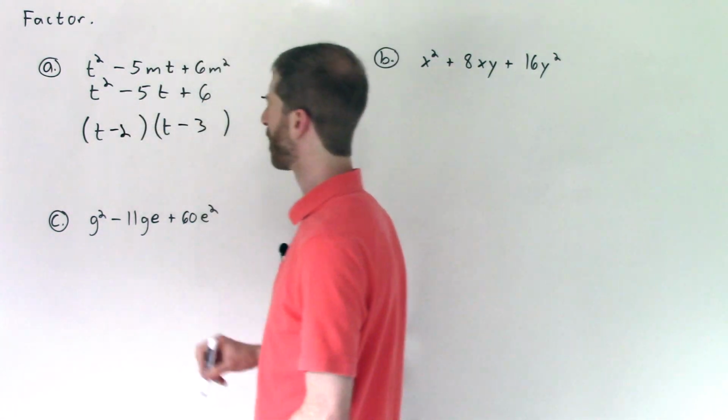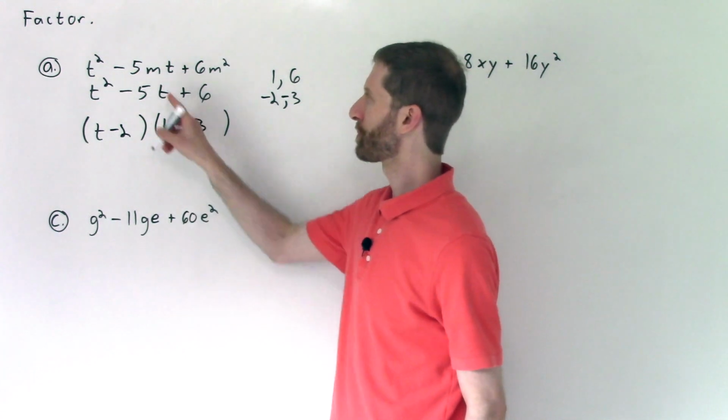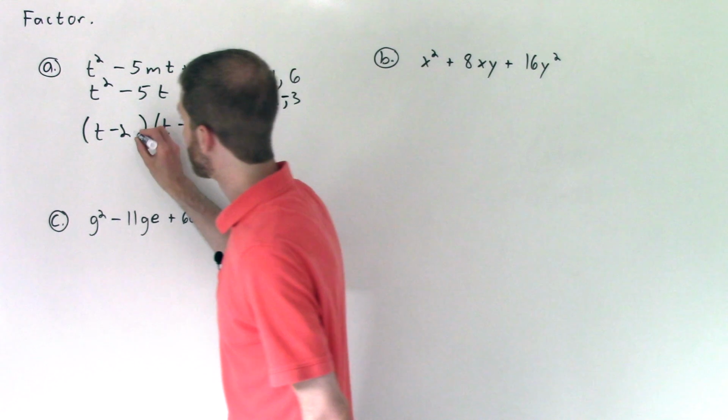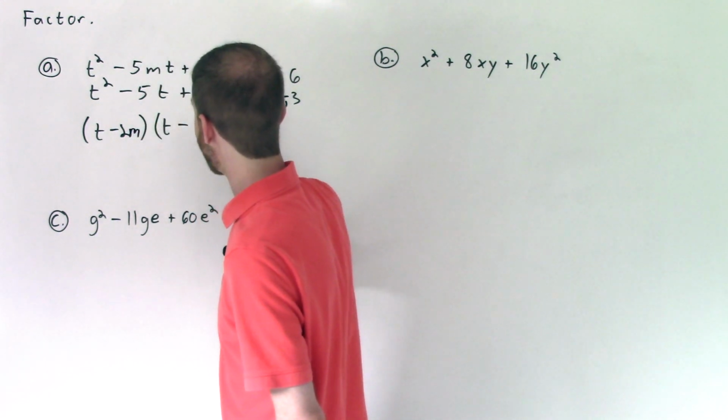And you might be like, well, but that's not going to multiply to give us back anything with an m in it. No, it won't. So we'll put the m's right here. That's it. That's how you deal with this problem.